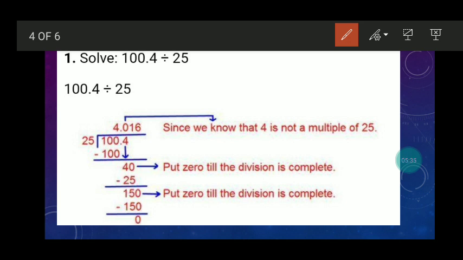Add 0 because we have already put the decimal, so we can add 0 as one digit. 25 sixes are 150. So we have to divide this decimal until we get 0 as a remainder.